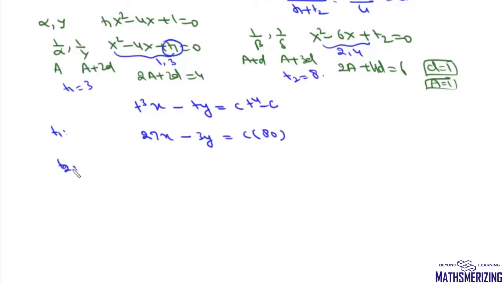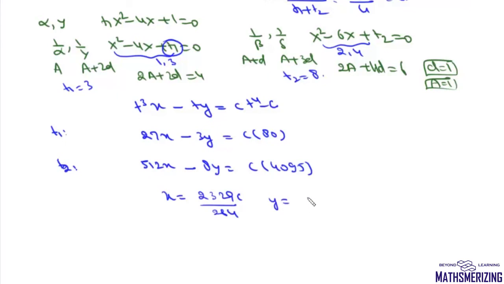And at t2, this equation will be 512x minus 8y equals 4095c. Now we'll solve these two equations. We'll get x as 2329c upon 264, and we'll get y as 13921c upon 264.